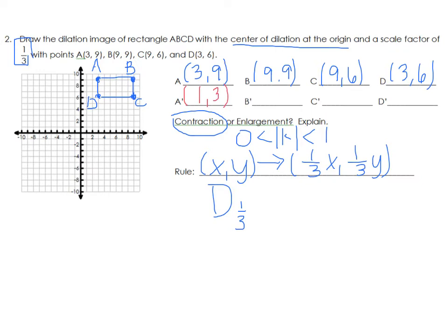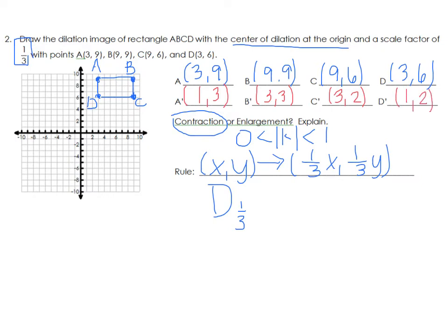Then we're going to take B, (9, 9), and either multiply by 1/3 or divide by 3, so that's going to give us (3, 3). C prime will become (3, 2), because 9 divided by 3 is 3 and 6 divided by 3 is 2. And D prime will become (1, 2).